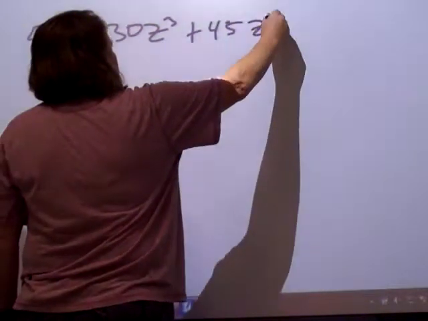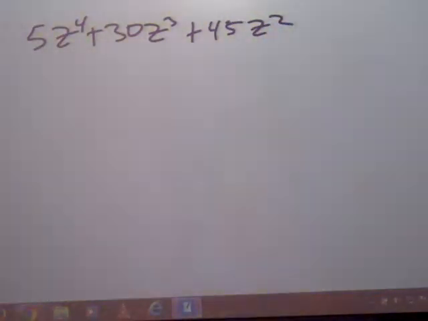Instead of Z's, can I just put an X? Alright, yeah, you can put an X. I got 5z to the 4th plus 30z cubed plus 45z squared.